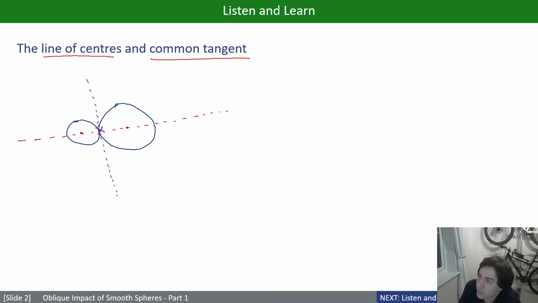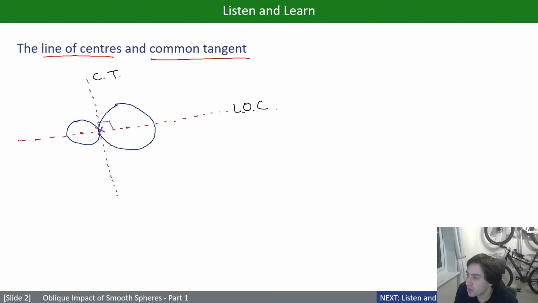And then we'll just label these, right? So this is, I'll just write for shorthand, LOC, line of centers, and CT, common tangent. That's not proper terminology, that's just my thing. You would want to write it out in full words in an actual exam. Line of centers, common tangent.